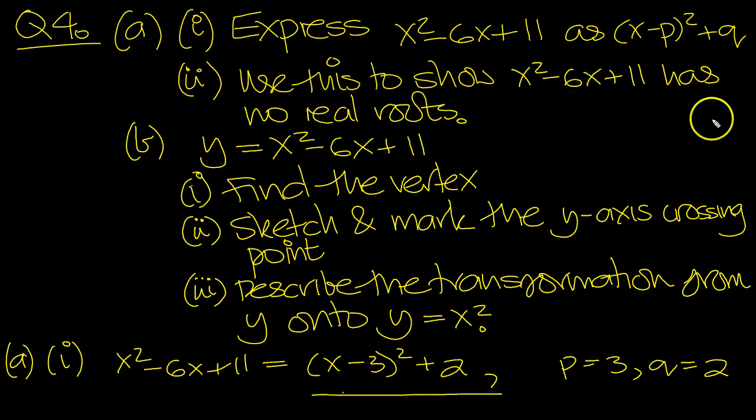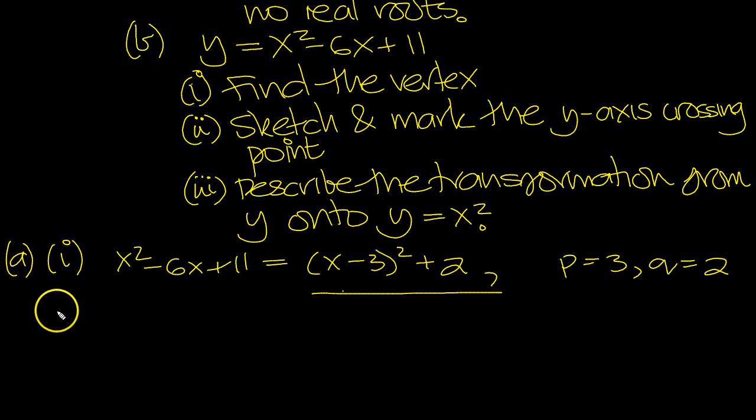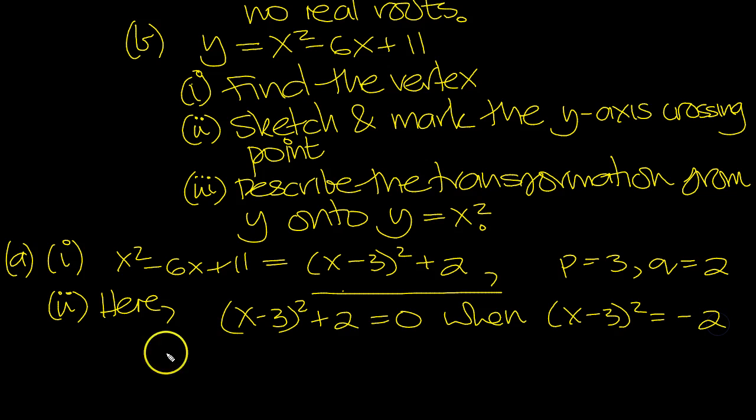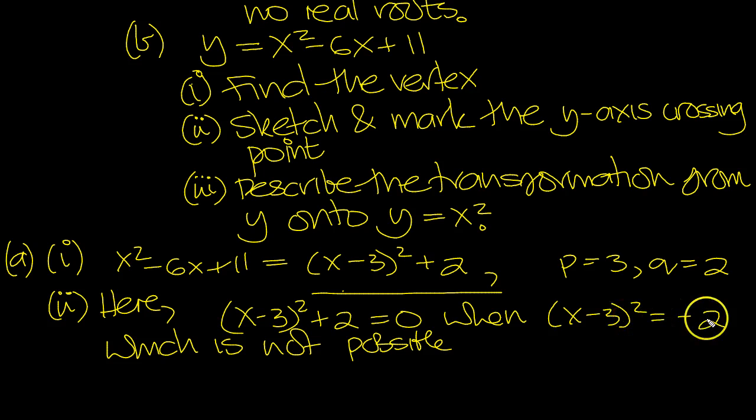Use this to show that this has no real roots. So here, part 2. Here, this equals 0 then. When x minus 3 squared, move the 2 over, equals minus 2, which is not possible. This is a square of a number, which is always positive. This is negative. This is not possible. So no solutions.